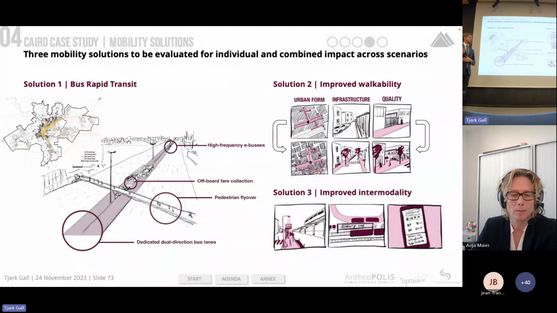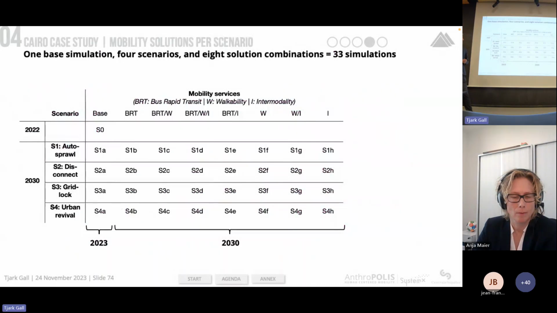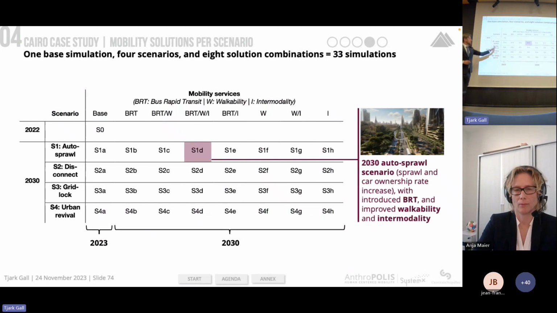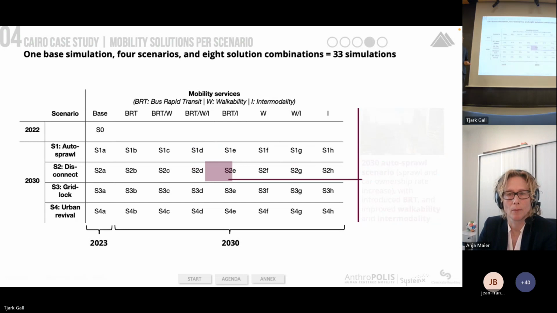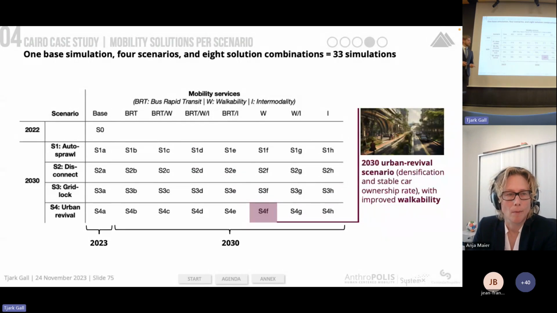The motivations for the choice of these things results primarily from work which has been done by Transport for Cairo, where they looked at barriers to public transportation, for example, today, and also by the expert input from the American University. This results in 4 scenarios, 2030, today, and different combinations of the solutions and the base simulation. So each of these represents one simulation. This one, for example, is auto sprawl with all 3 solutions together. This one is the urban revival scenario, which only introduces one. So we looked at the individual impact of interventions, but also their combined impact.